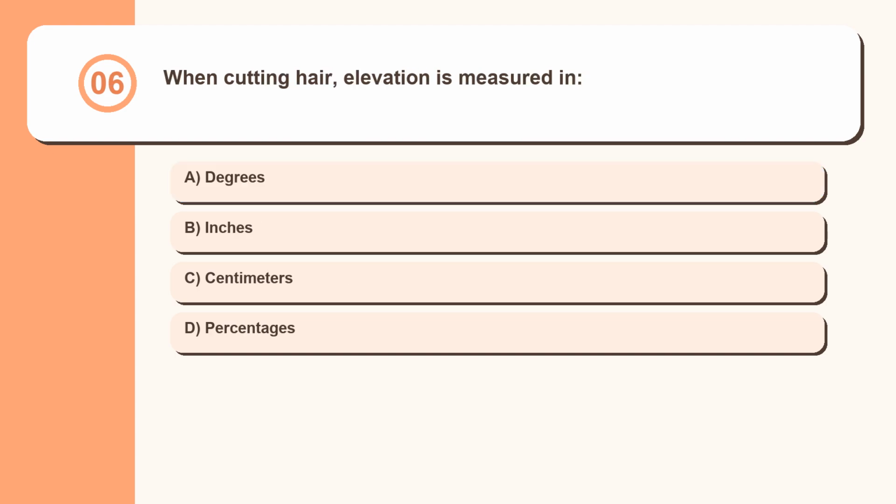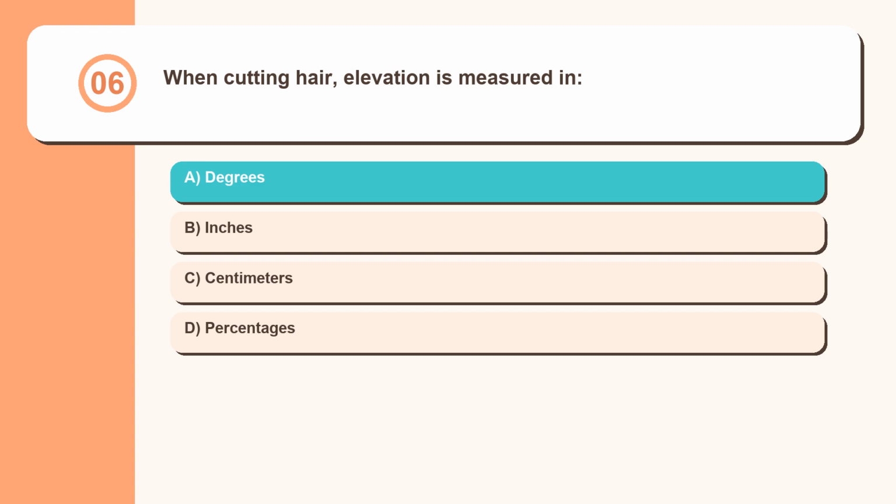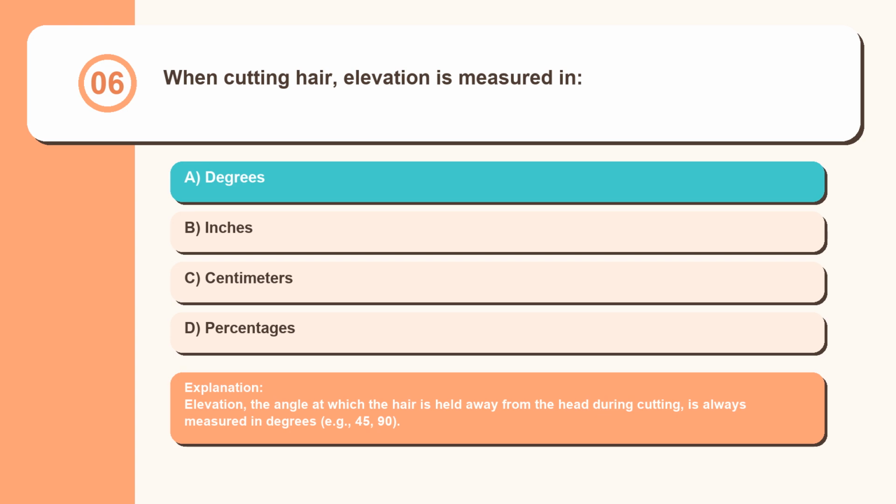Question 6. When cutting hair, elevation is measured in degrees, inches, centimeters, percentages. Elevation, the angle at which the hair is held away from the head during cutting, is always measured in degrees, example 45, 90.